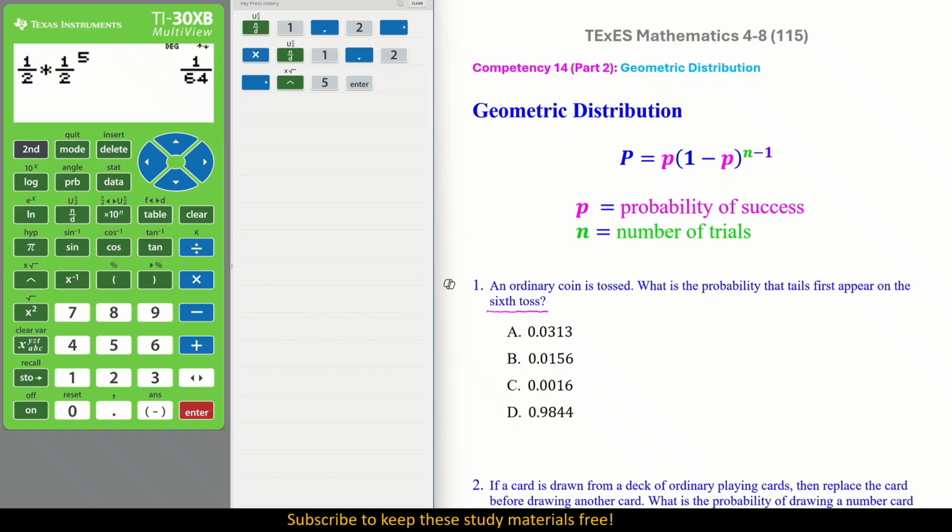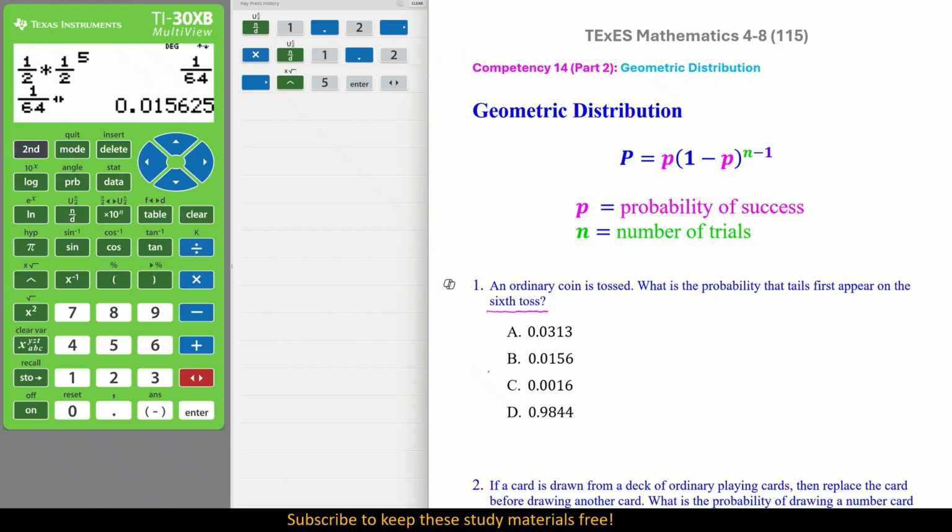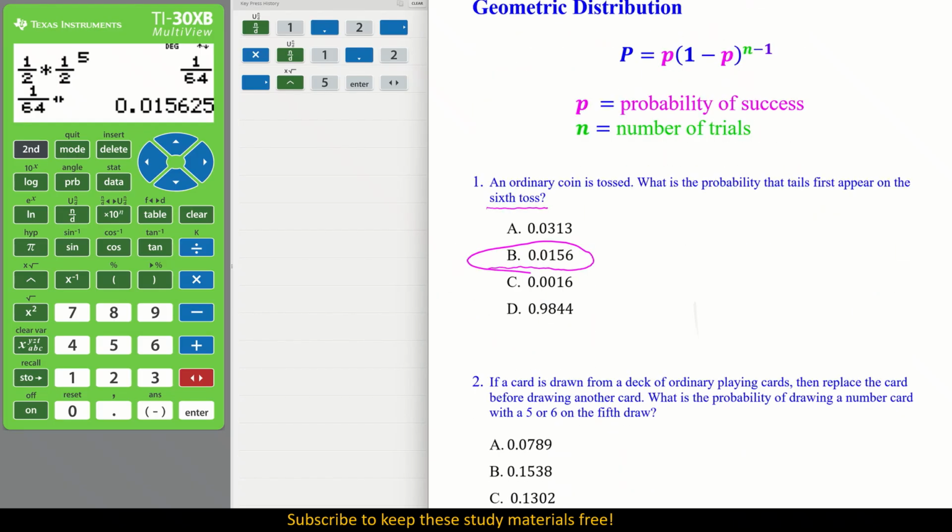Well, that's 1/64th. Okay, we don't have a fractional option, but press your toggle. Now with a little bit of rounding, option B is what we need. Okay, let's look at number 2.